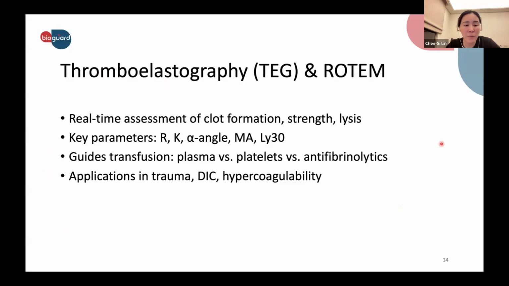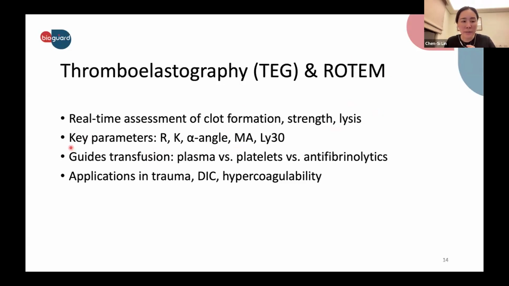Right now the most common tool we use is TEG, thromboelastography. TEG is a real-time assessment of clot formation and clot strength, as well as fibrinolysis. So it can help us monitor the whole procedure of hemostasis. It helps a lot as a functional assay.